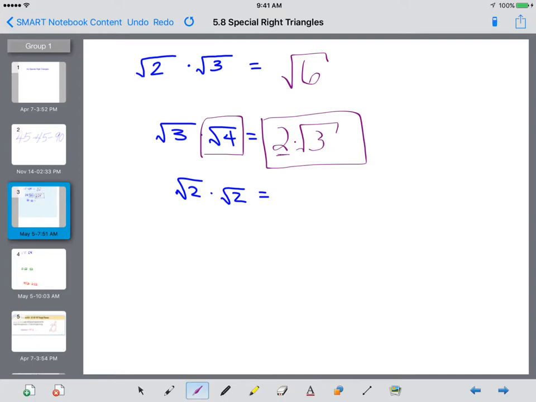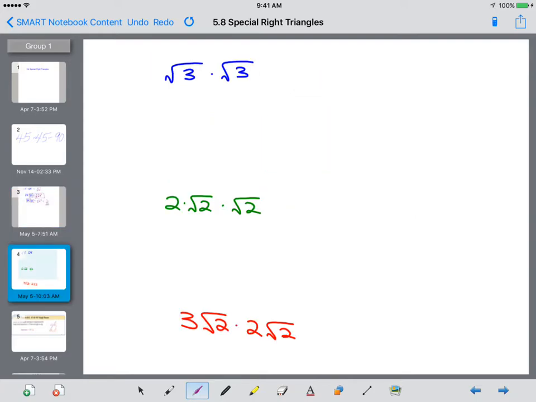The last one, square root of 2 times the square root of 2 becomes the square root of 4, and the square root of 4 becomes 2. So if you ever multiply two square roots that have the same number underneath, that number that's underneath is going to become your answer. A couple more to get through. So square root of 3 times the square root of 3. Check for yourself. That would become the square root of 9, which is 3. So same thing applied there.